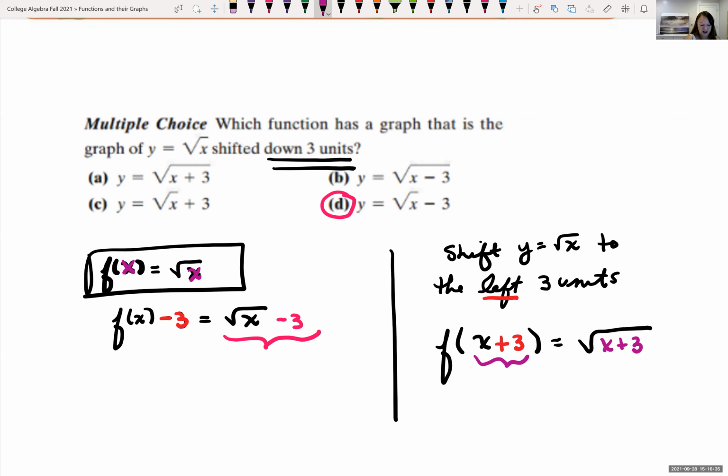Yeah, and that moves it horizontally, in this case to the left. And then outside moves it vertically? Yeah, exactly. Okay, thank you. You're welcome.